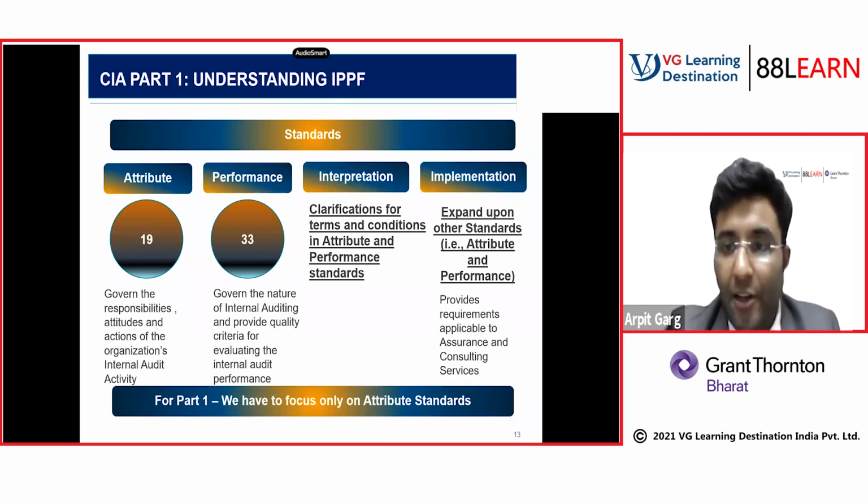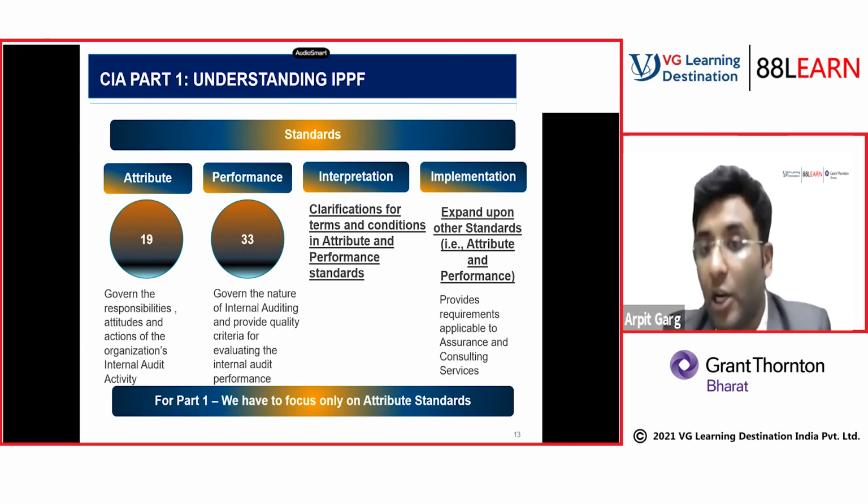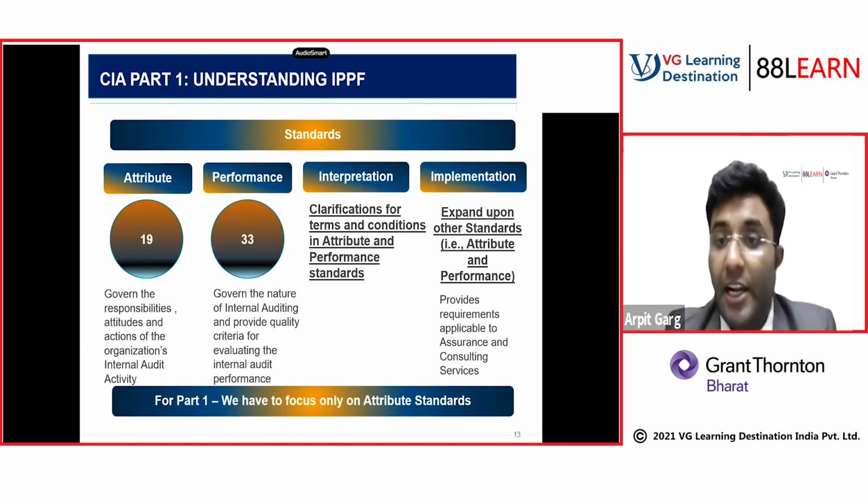The 19 attribute standards are something that we are going to cover in the Part 1 program. The 33 performance standards are largely covered in Parts 2 and 3 of the CIA program. Only a few, like 3 or 4 performance standards, come in between Unit 3 to Unit 7, which we will be covering. But other than that, the largest focus of the performance standards is in the Part 2 program.